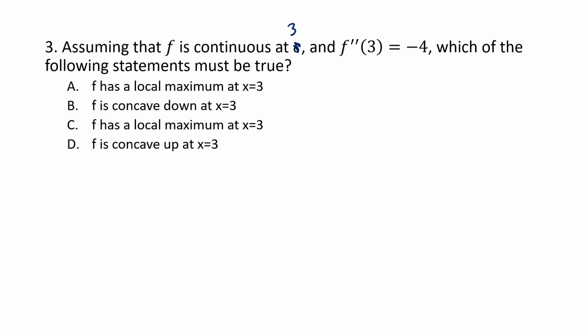Notice that they didn't tell us that this is a critical point, so this is a little bit of a tricky question. All we know is that f double prime of 3 is negative 4, so all that tells me is that my function is concave down at x equals 3. It does not tell me that I have a local minimum, which is what you might think from the second derivative test. The second derivative test only applies when we're talking about a critical point.